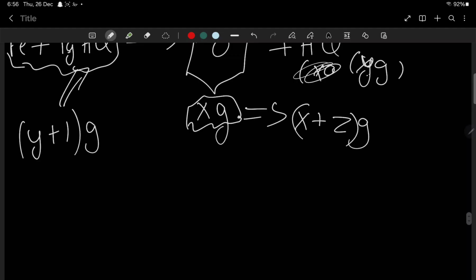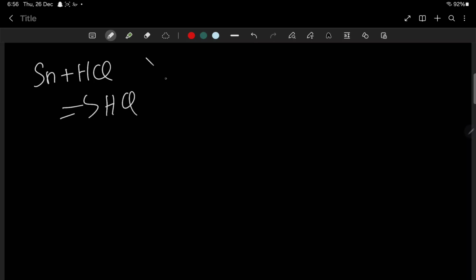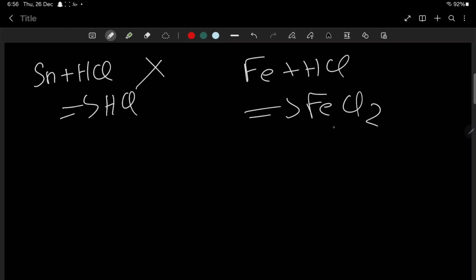That's the basic idea. Look, these stoichiometric coefficients, 1 gram, 2 gram and all, are just for making you understand. They are not the original coefficients. Okay, that's it. Sn plus HCl does not have this property of creating HCl, so it is not that preferred. But Fe plus HCl creates FeCl2 that gets hydrolyzed to HCl, so this is more preferred.